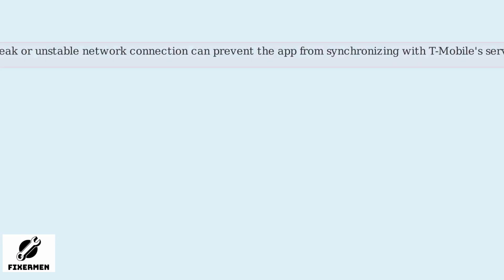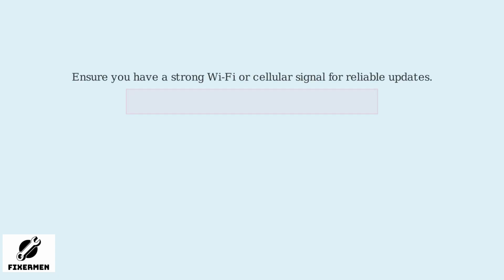A weak or unstable network connection can prevent the app from synchronizing with T-Mobile's servers. This is a common issue where the app fails to pull fresh data due to poor connectivity. Ensure you have a strong Wi-Fi or cellular signal for reliable updates. The app requires stable internet to communicate with T-Mobile's servers, so check your signal bars or Wi-Fi strength.